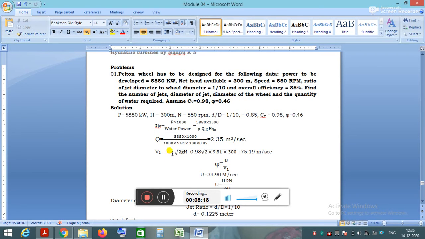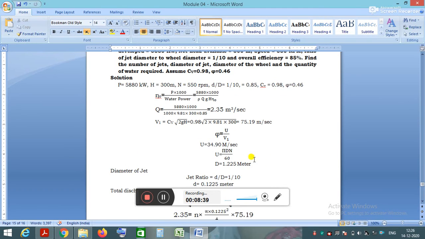Next, the velocity of flow through the turbine can be found: V equals square root of 2gH, but he has given the Cv value, the coefficient of velocity. Therefore, the velocity of flow can be given by the equation Cv into square root of 2gH. By using this equation, V1 can be found, but we need U. To find U, he has given the speed ratio as 0.46. Speed ratio equals blade velocity by velocity of the water. We can find out U.